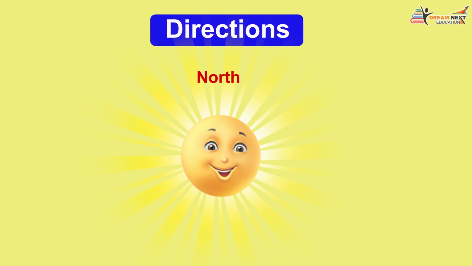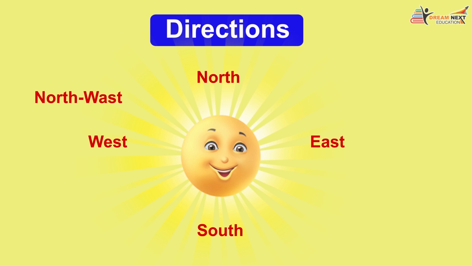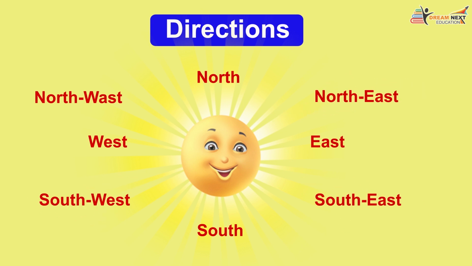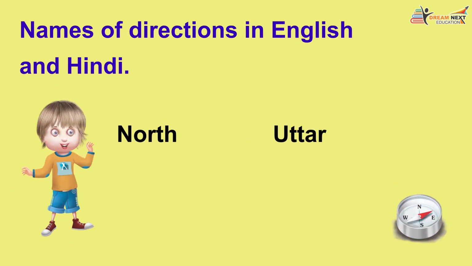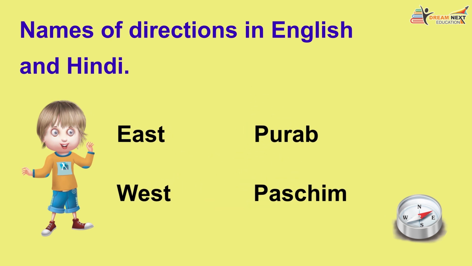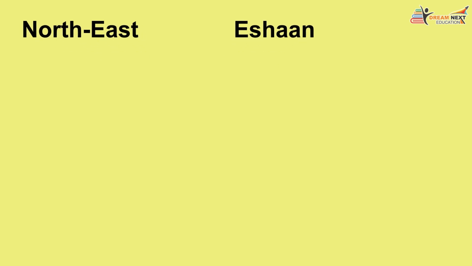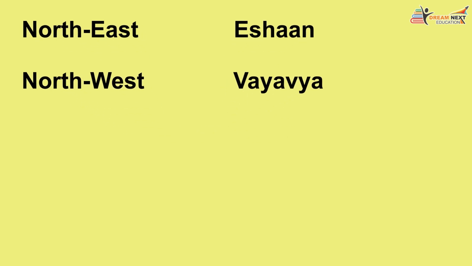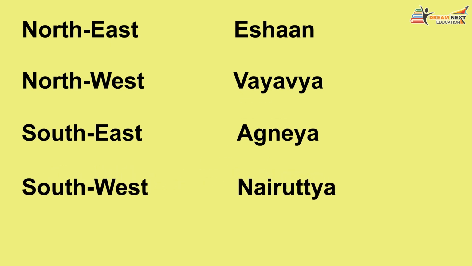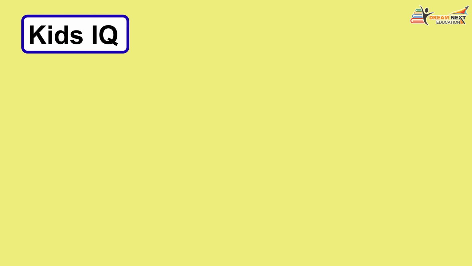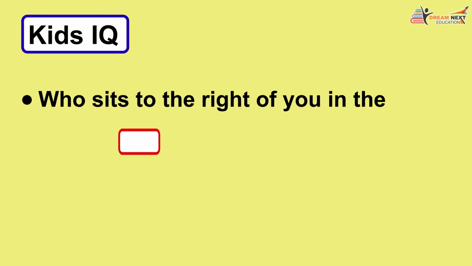Directions: north, south, west, east, northwest, southwest, southeast, northeast. Names of directions in English and Hindi: north, uttar, south, dakshin, east, purab, west, paschim, northeast, ishan, northwest, vayavya, southeast, agneya, southwest, nairutya. Kids IQ: who sits to the right of you in the class?